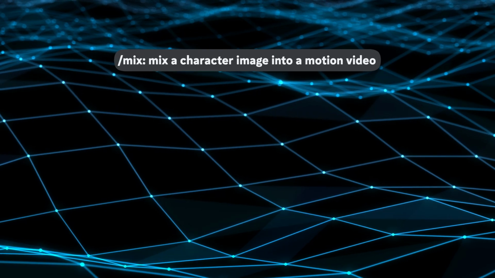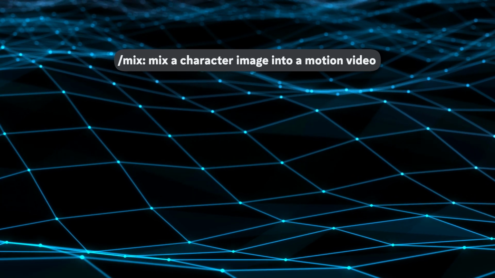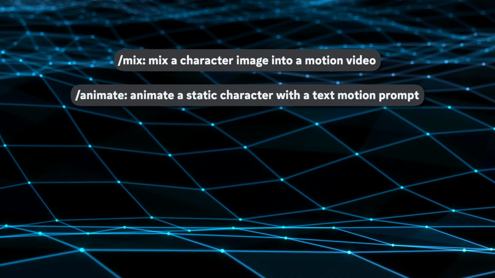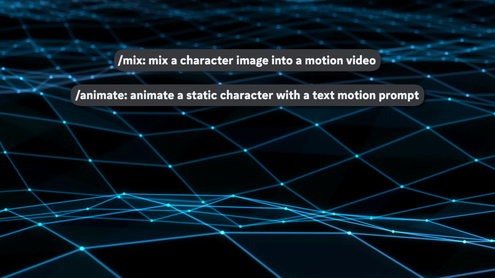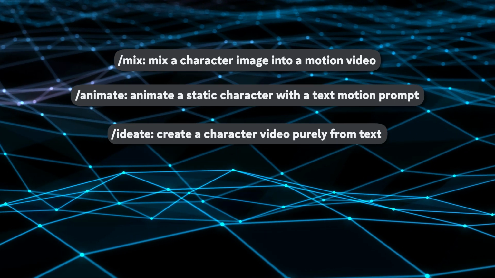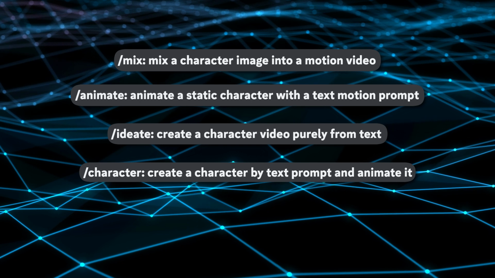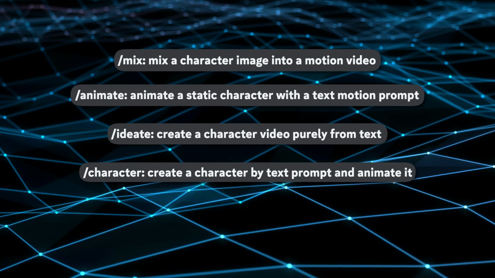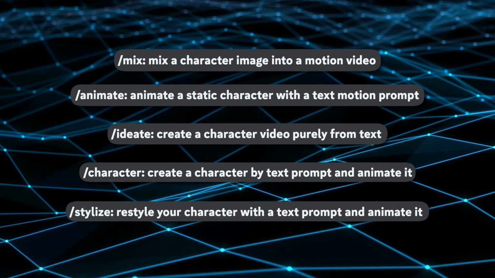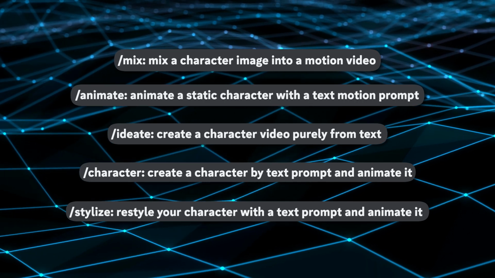And now there's 5 prompts that you need to be aware of. You've got mix, which allows you to mix a character image into a motion video. Animate, which allows you to animate a static character with a text motion prompt. Ideate, where you can create a character video from just text. Character, where you can create a character by using a text prompt to then animate it. Or stylize, where you can restyle your character with a text prompt and animate it. And now the prompt that we're going to be using in this video is actually animate.